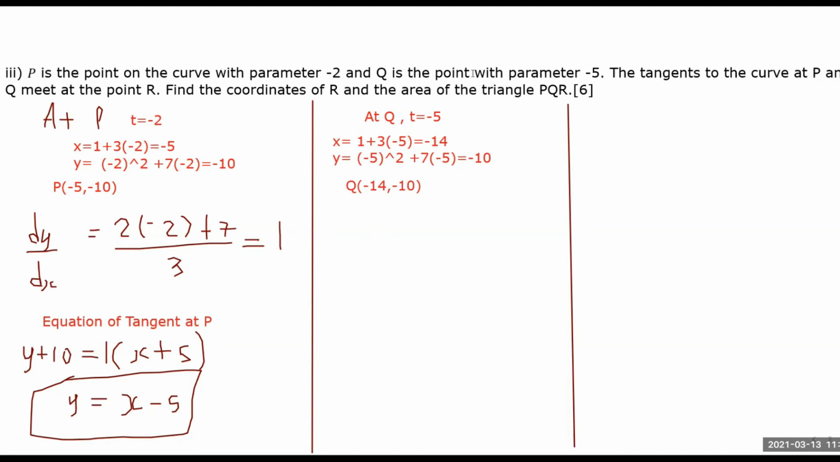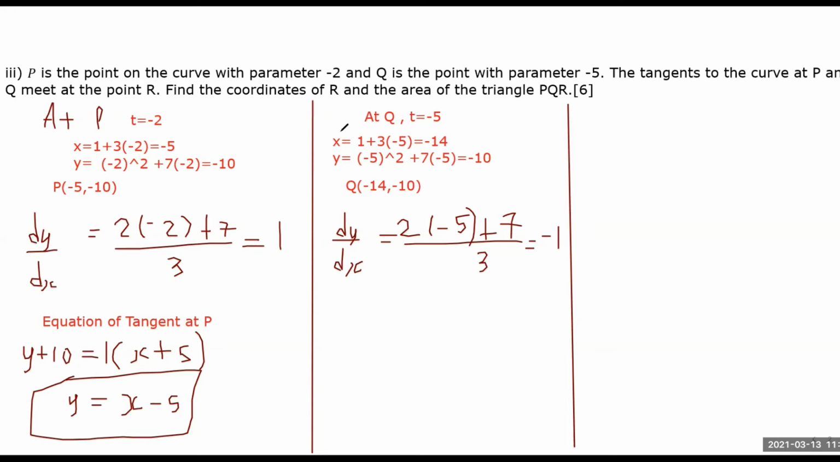Since this is the point Q, we're really nice. Because guess why we're nice? We're nice because we know that dy by dx is going to be equal to 2t plus 7 over 3. So it's 2 times negative 5 plus 7 over 3, which works out to be negative 1. So the gradient of the tangent at Q is negative 1.